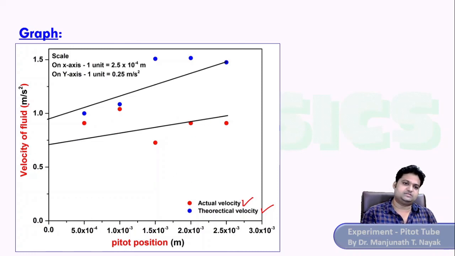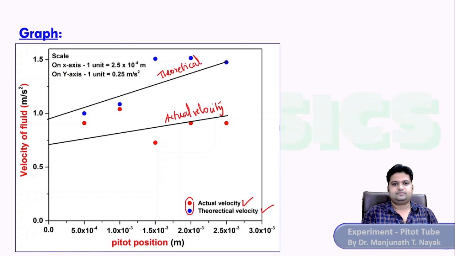Look at the graph. We have velocity of fluid on the y-axis, Pitot's position on the x-axis, and these are the units. Your graph, when you plot it in the graph book, should also be as shown here. Of course, you need not show the colors; this is shown so that you understand which one is which. On top of the graph you can write actual velocity, and on this one you can write theoretical velocity in your graph book. Fine, so that's the graph.